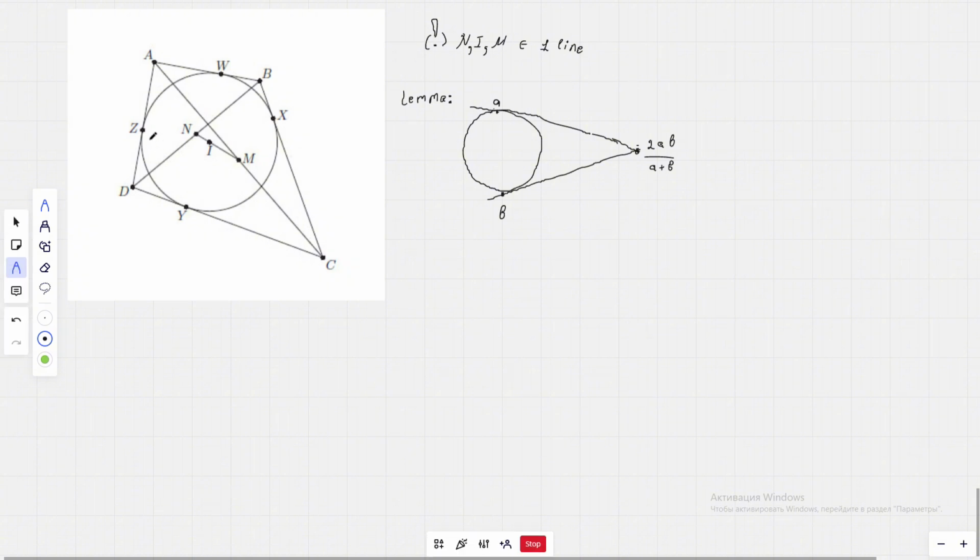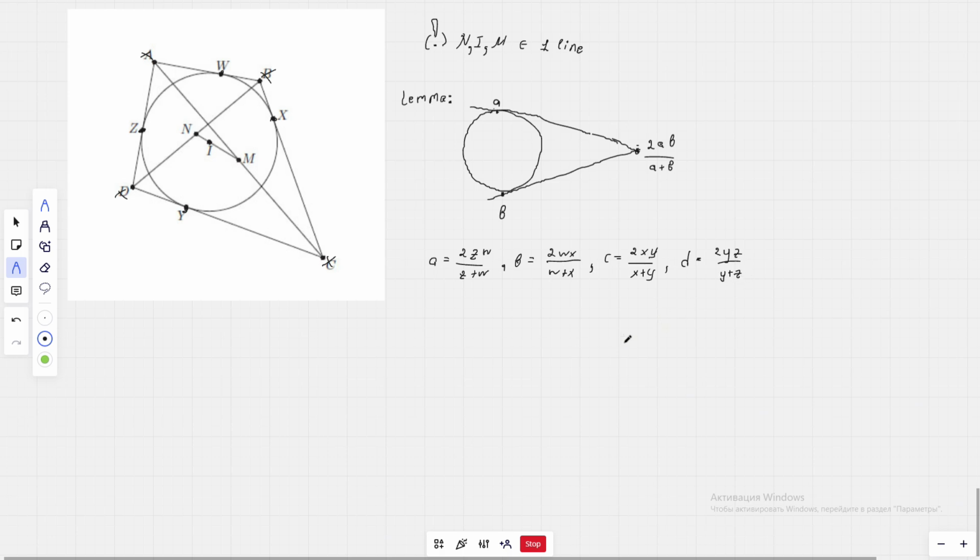So firstly, let's only take the coordinates of these points: z, w, x, and y. For now, let's forget about these points a, b, and c, and let's define them using only w, x, y, and z. So using this lemma, we get that a is equal to 2zw over (z plus w), and c is equal to 2xy over (x plus y).